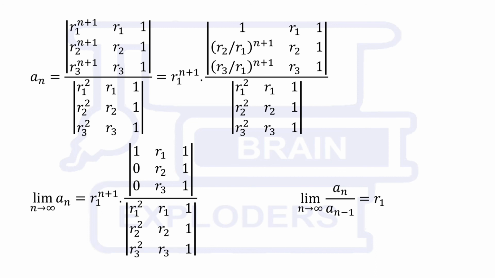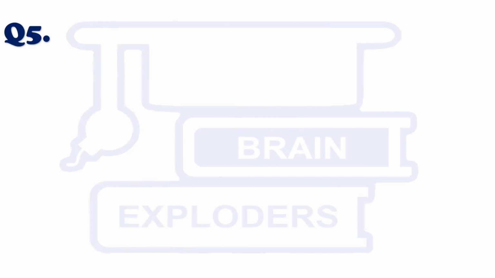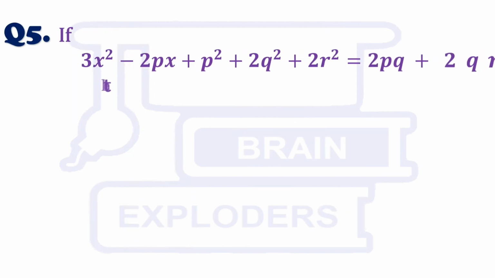Let's move to our another question. X, P, Q and R are related as following, then find P ratio Q ratio R.